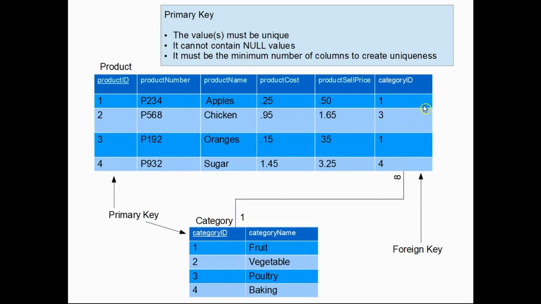These values in the foreign key must exist in this table, the linking table. That's known as referential integrity. I couldn't put a category ID of 5 here because it wouldn't make any sense. There's no category with the number 5. So these values have to exist in this table.